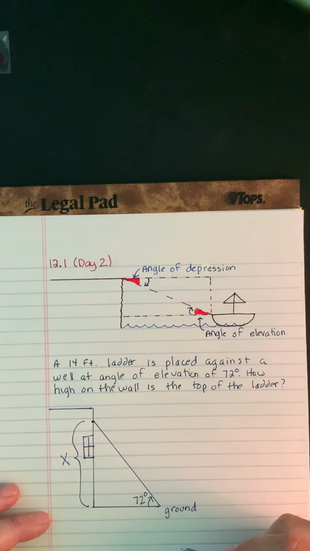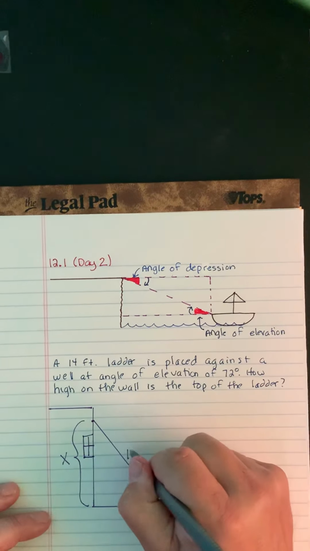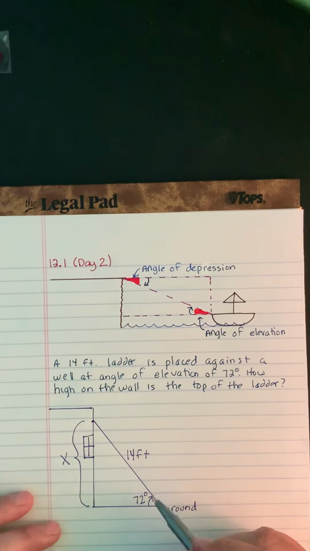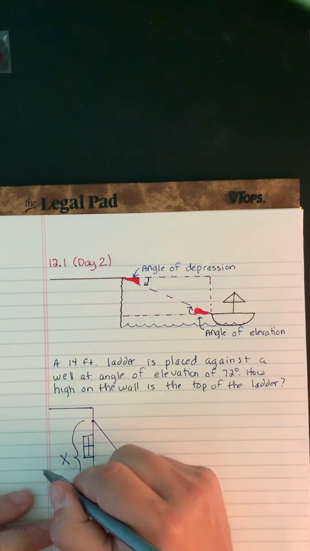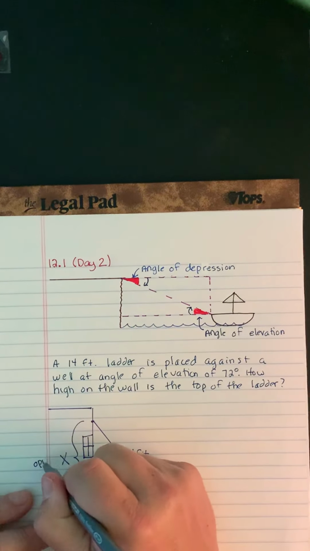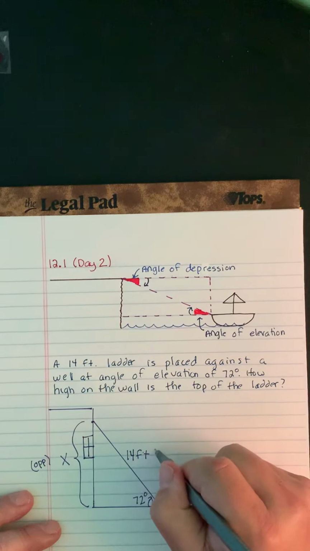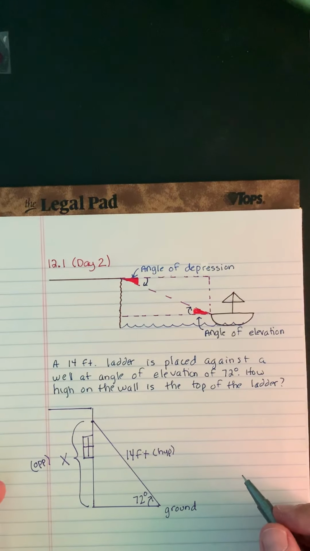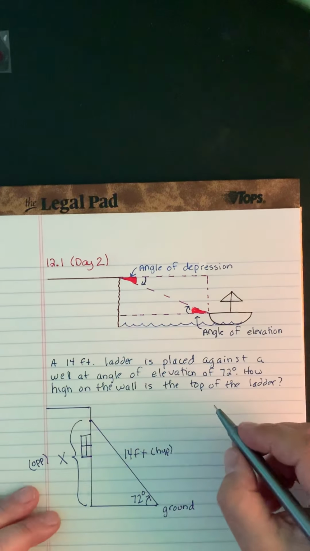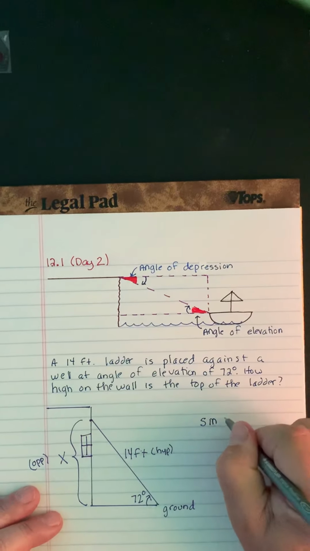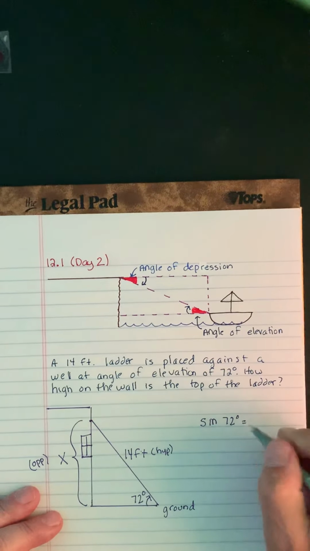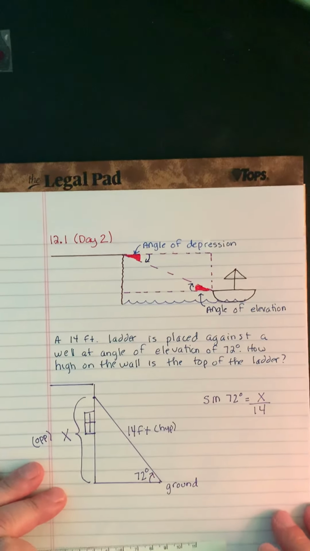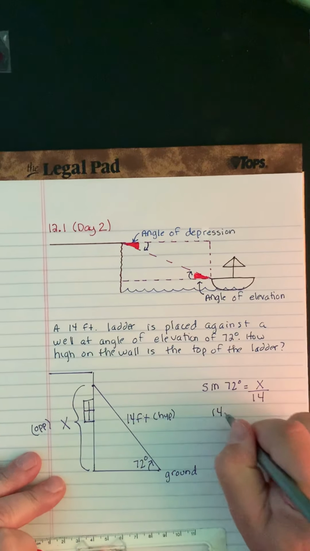So if we look at this, what do we know? We know our ladder is 14 feet. And so then we look, what do we have in relation to 72? We have the hypotenuse and we have the opposite side. That's the opposite side. This is the hypotenuse. So think opposite and hypotenuse, that is the sine, okay? So I know that the sine of 72 degrees equals the opposite, x, over the hypotenuse, 14, okay? Multiply by 14.